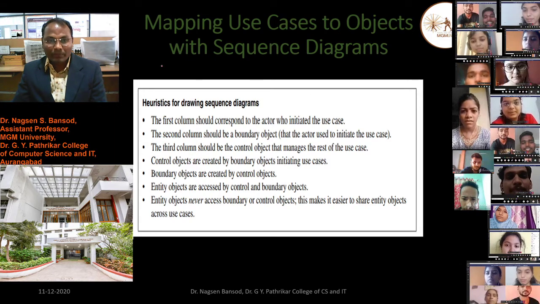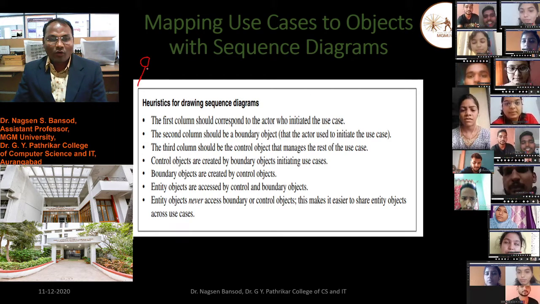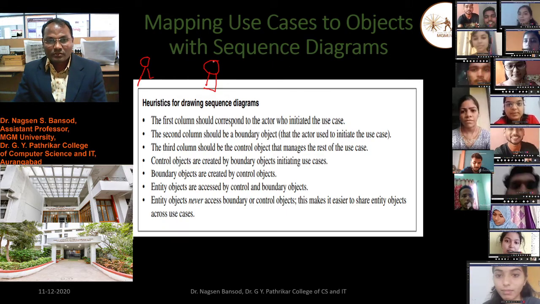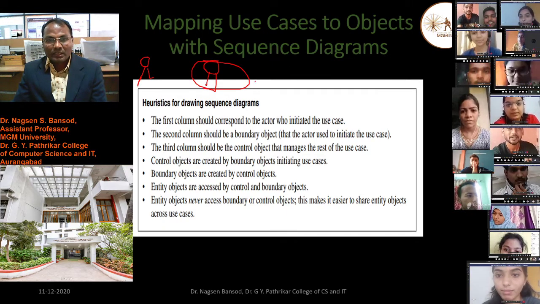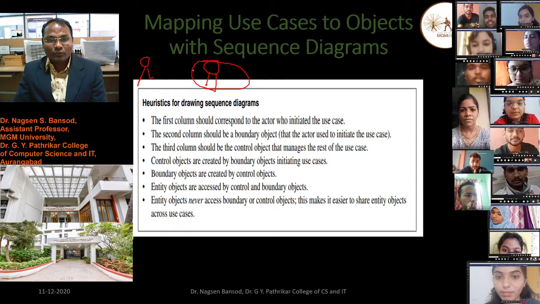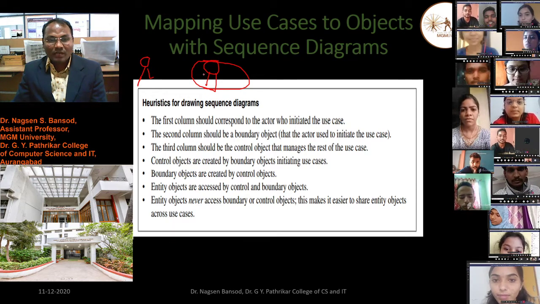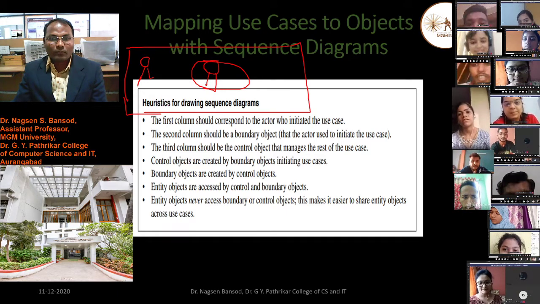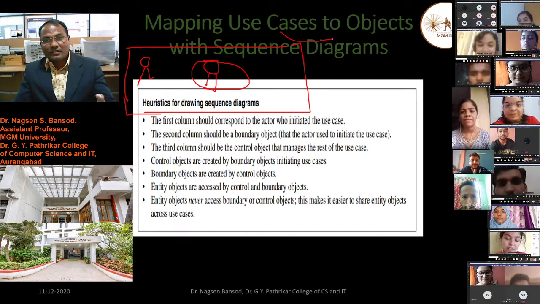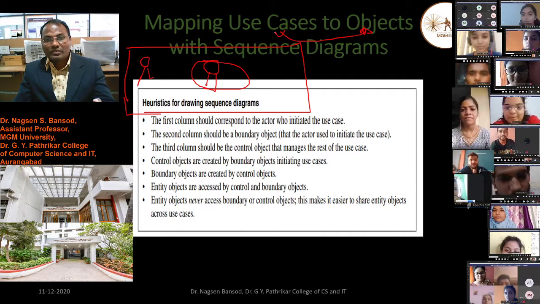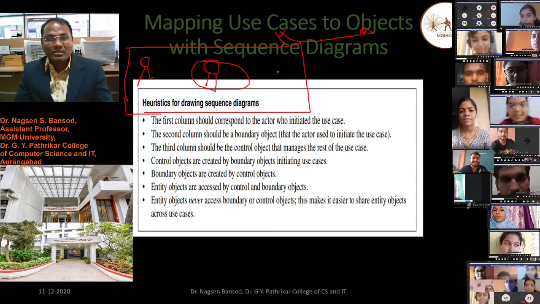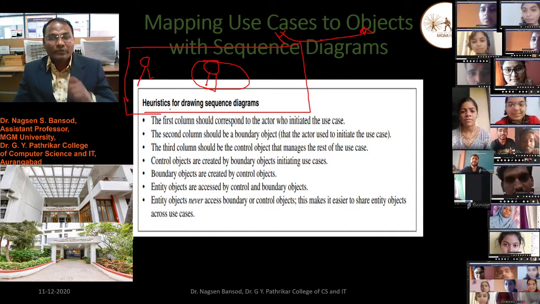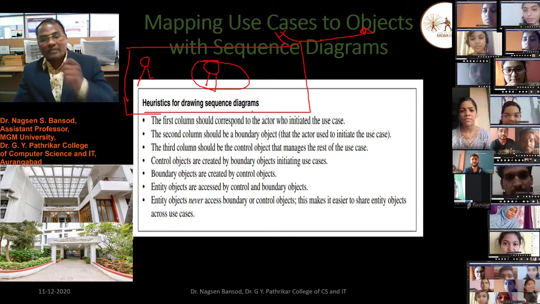Heuristic: how to map objects. Suppose we have objects, we have system use cases, we have use cases. Now how to map these objects with this use case? There is the sequence diagram to map the use case and object. And to map this, there are some heuristics for drawing the sequence diagram.